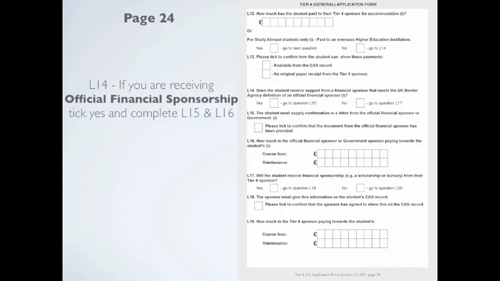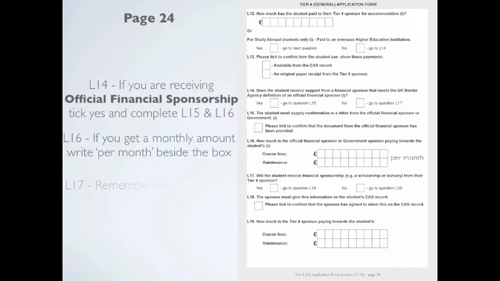L14. If you are receiving official financial sponsorship, tick yes and complete L15 and L16. In L16, you should write the amount your sponsor is paying towards your annual tuition fees. If you receive an annual amount for living costs, then write that total amount in the maintenance box. However, if your sponsor pays you a monthly sum for your living costs, then write the monthly figure in the maintenance box and write the words per month in the space to the right.